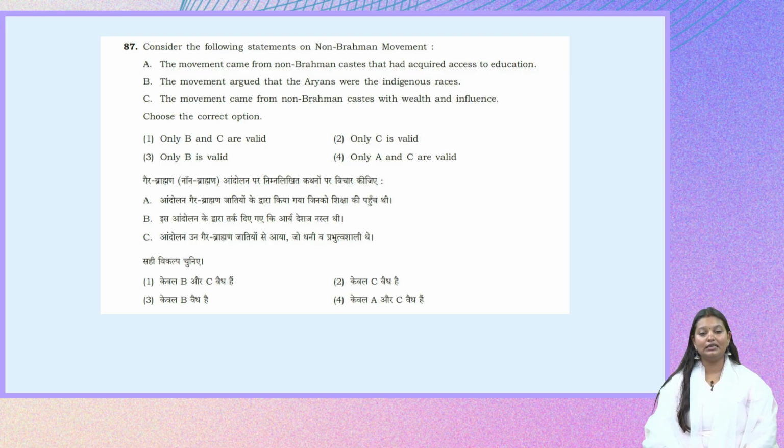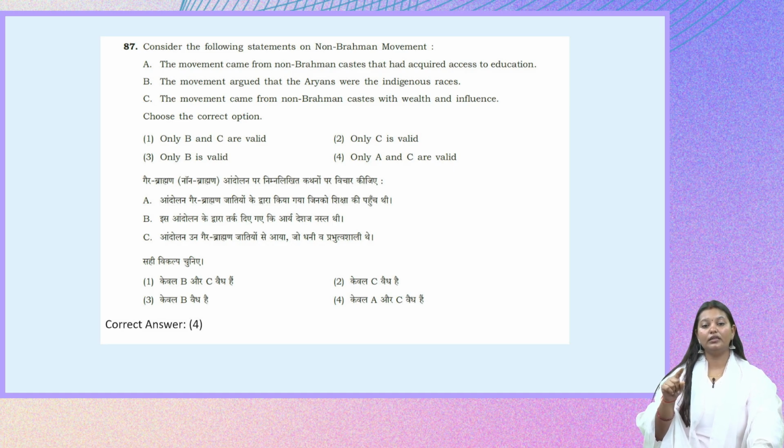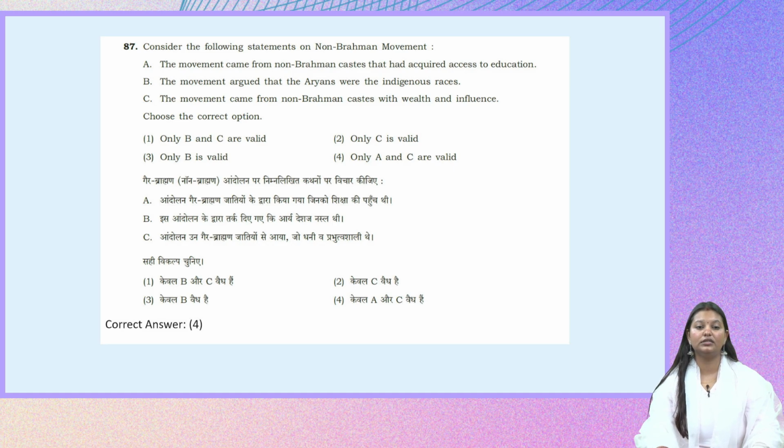Only B and C are valid. Only statement C is valid. Only B is valid. And only A and C are valid. So here, you can clearly read and make out that only statements A and C are valid. Never were the Aryans the indigenous races. This was never something that the non-Brahmin movement argued about. Now, let us move on to the next aspect to understand what the non-Brahmin movement actually is.